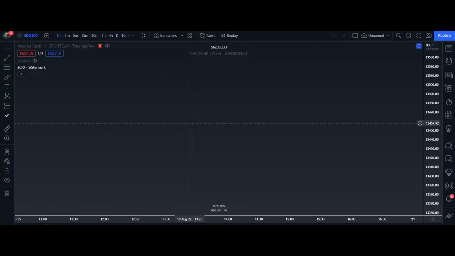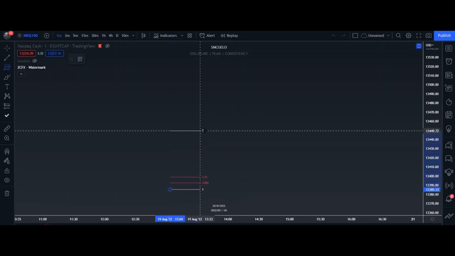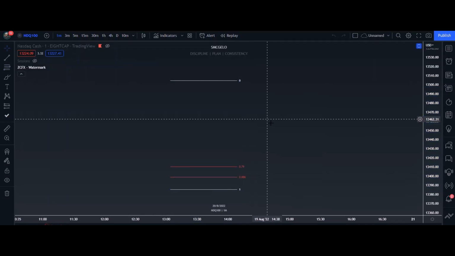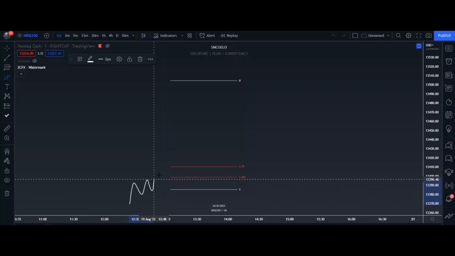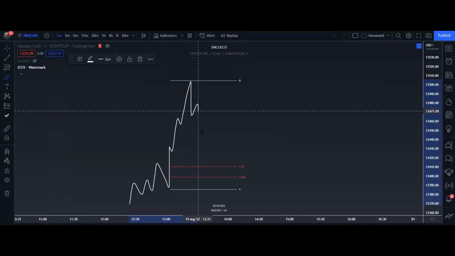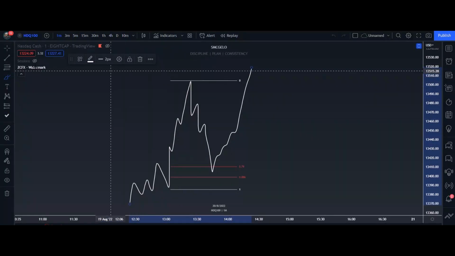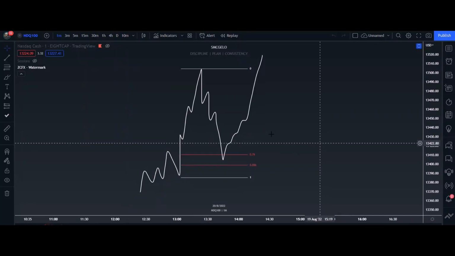In this section, I'm going to be going over Fibonacci. Fibonacci shows you the full pullback. I did post this on my YouTube, but I'm going to give you guys a little bit better of an understanding of how to trade Fib. So I'm just going to mark this up. Right off the bat, let's get into it.